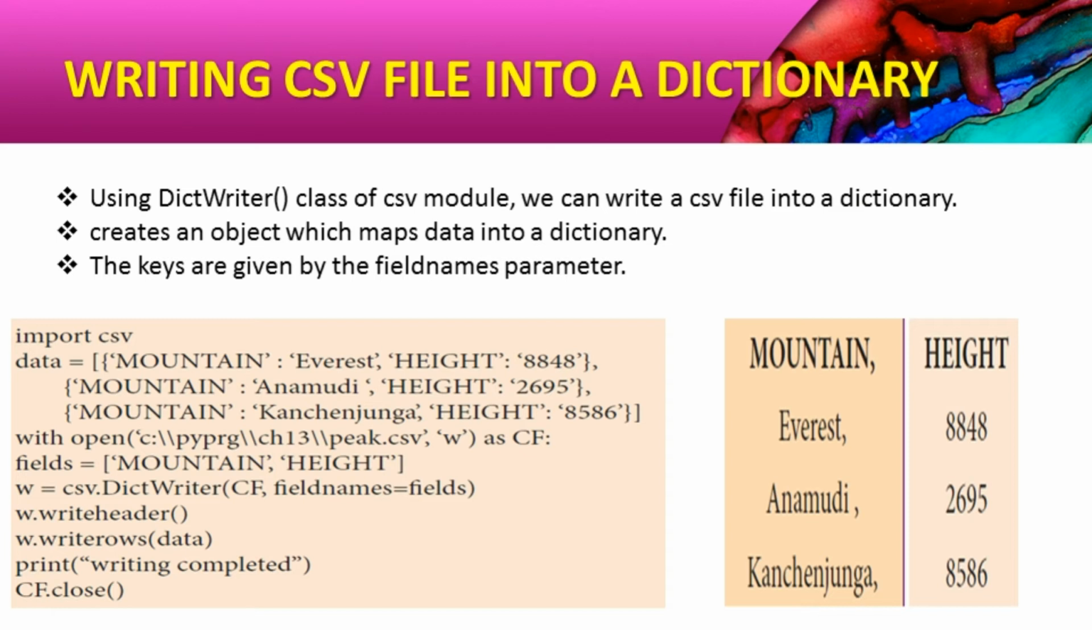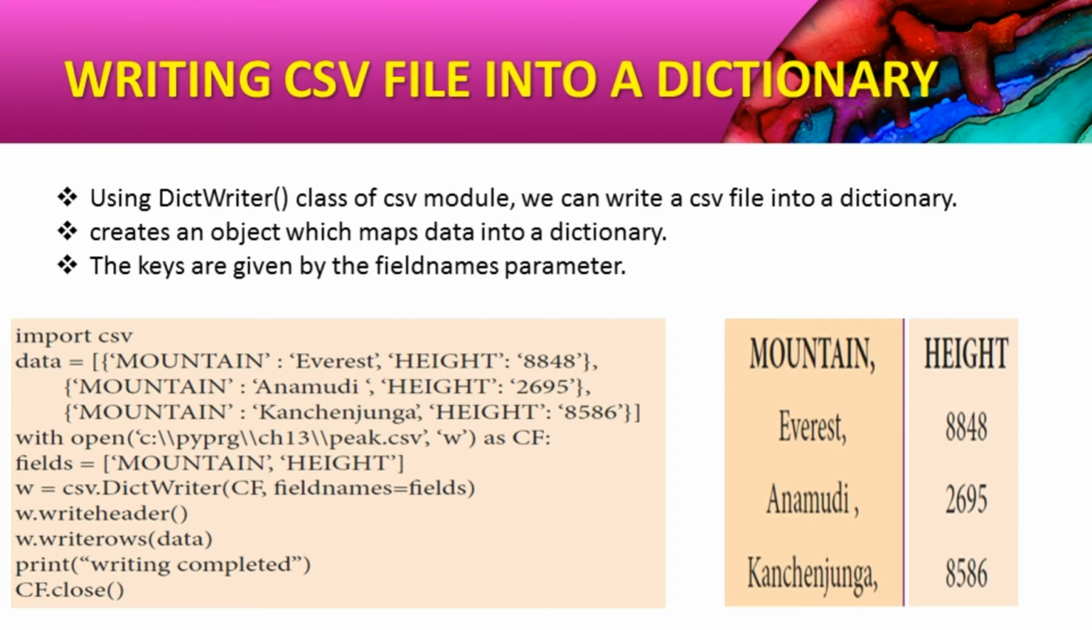After filling in this data, we are going to open a file, and here the field names are mountain, height. w is equal to csv.DictWriter. By using this DictWriter, the field names are the keys which are going to map the data into a dictionary. So w.writeheader.